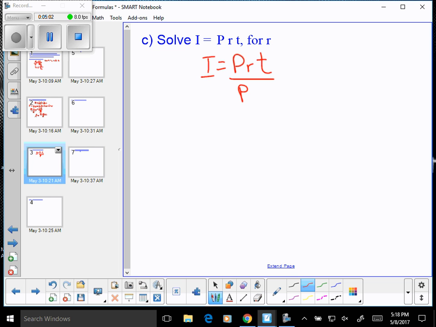So I can divide by both of them at the same time. So I'm going to take my interest, and divide by the PT as well. P divided by P is 1, T divided by T is 1. That leaves me with the R. Take the interest divided by the principal times the time.